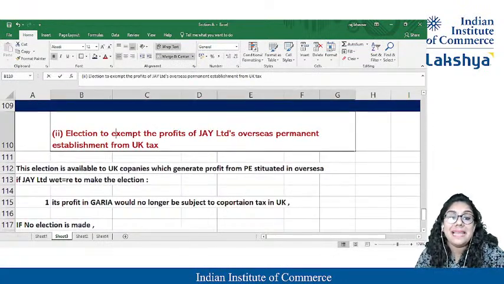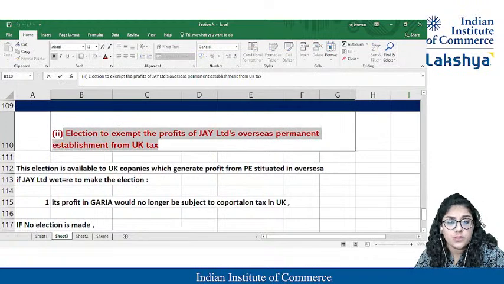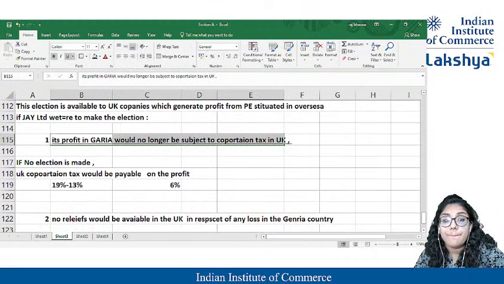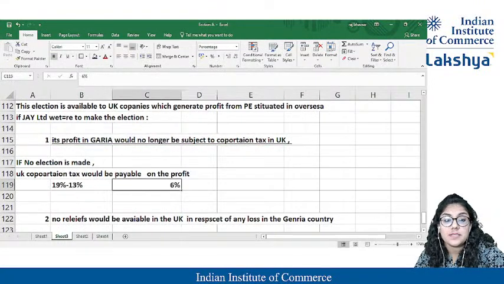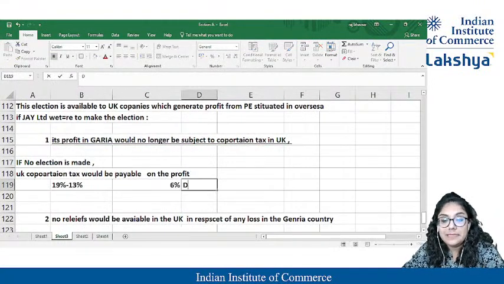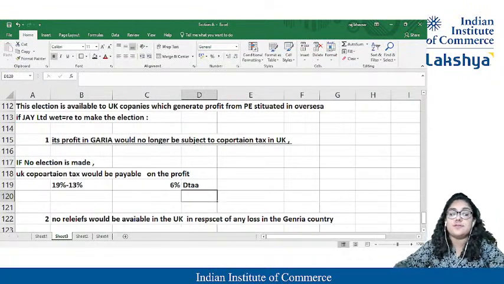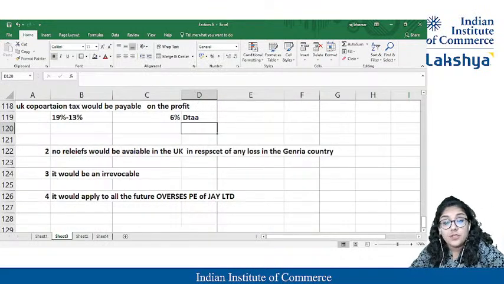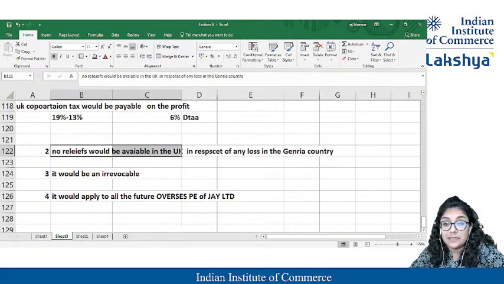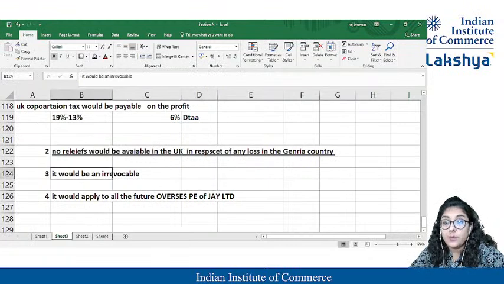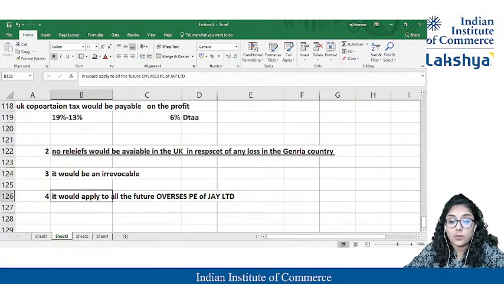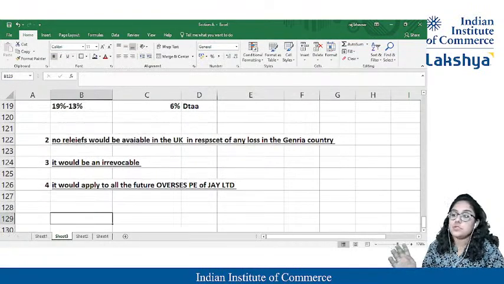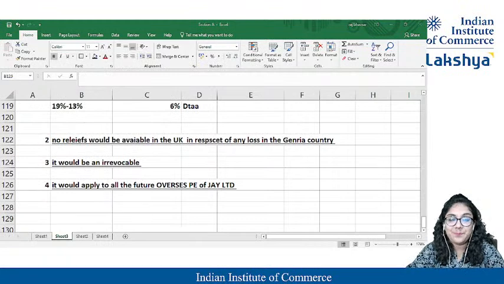So I hope now you understood. If they want to elect the exemption, that they don't want to show the profits in the UK, you are okay. But if you have not selected it, 6% is the tax, that double taxation relief, you have to show the extra. But if you have chosen only that you don't want to show, don't pay taxes, you will not get the relief. And again with that, it will be an irrevocable option. You cannot choose to show that option again, and in future also overseas it will not be applicable.